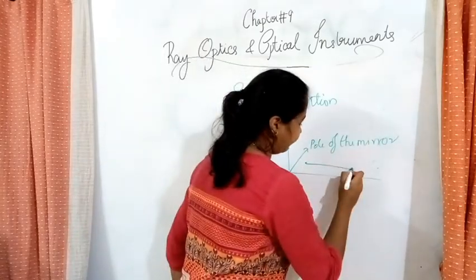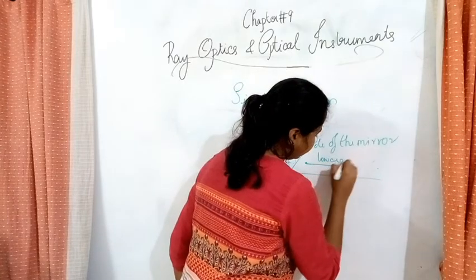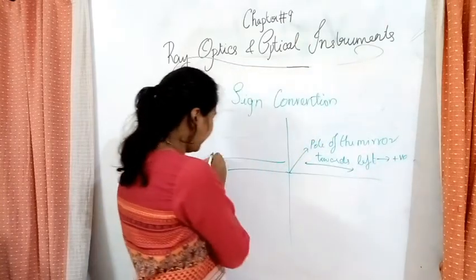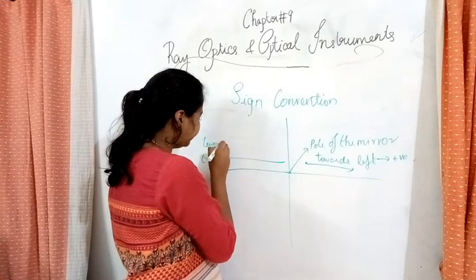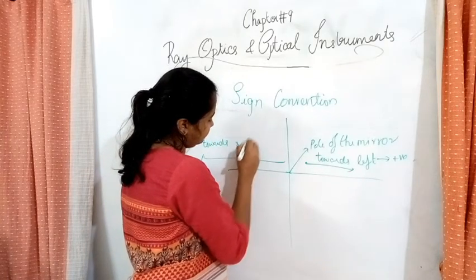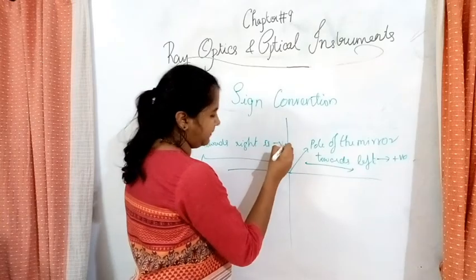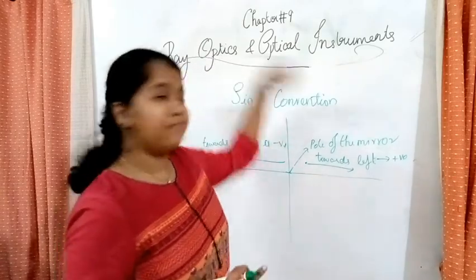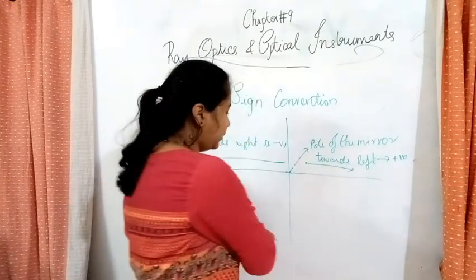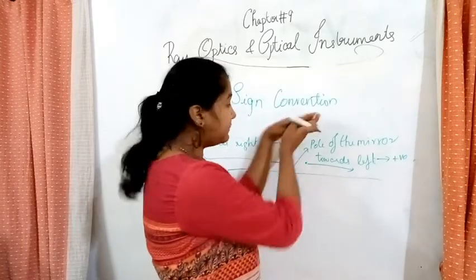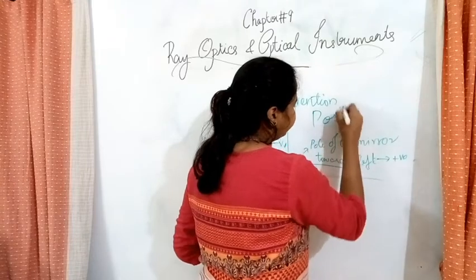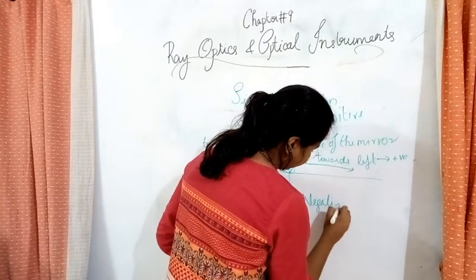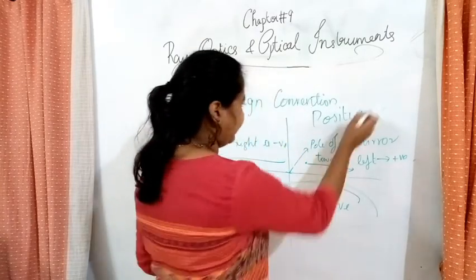Anything towards the left is positive, and anything towards the right is negative. This is our left side and this is the right side. And anything above, let's say this is the principal axis, anything above the principal axis is taken as positive. Anything below is negative. This is actually implied for both.